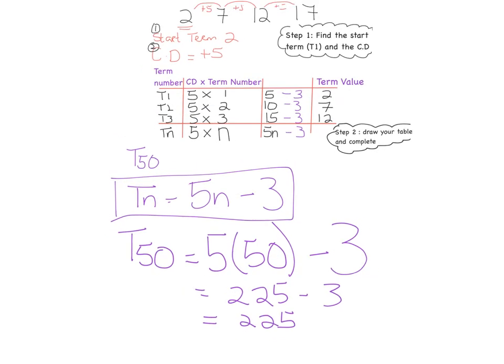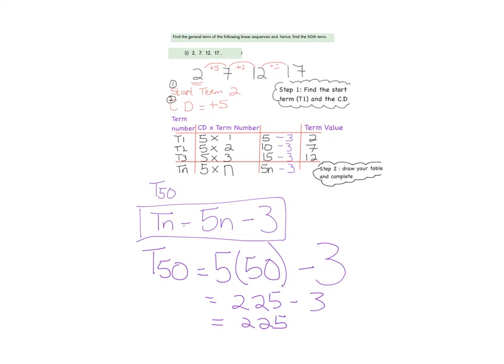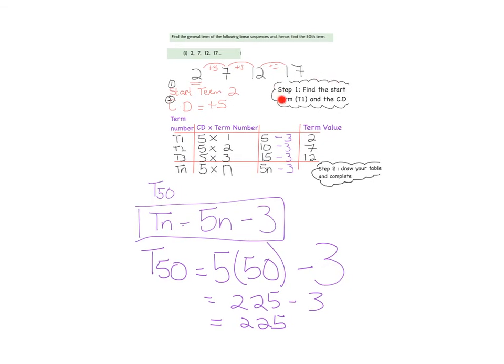Best thing you can do, first years, is to follow the simple steps. Step 1 here is you are finding your start term and your common difference. Really important. Step 2, you draw your table and complete. You must learn these headings off by heart and be able to draw them. That will help you figure out this bottom one here, which is t to the n, which is our general rule. Once we've figured out the general rule, I can find term 50 by substituting in. I can find term 550 because the rule does not change for this number sequence.